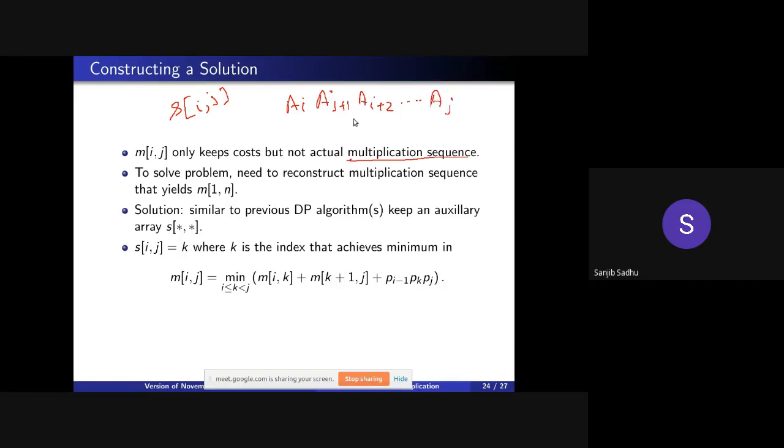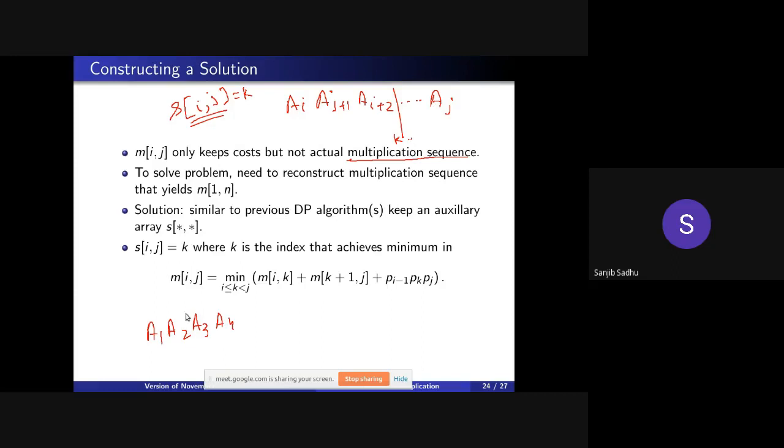Now, where you split, suppose you are splitting it here, at K. What is that value K that you store in this case? This will help you to reconstruct. Suppose we have S, A1, A2, A3, A4.